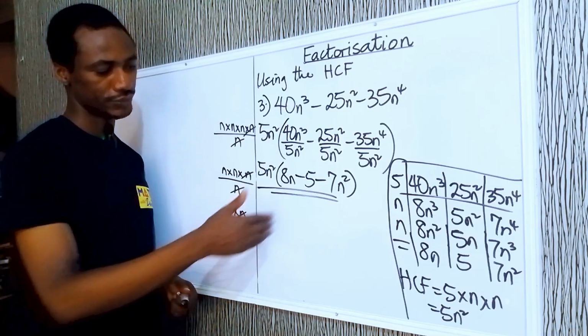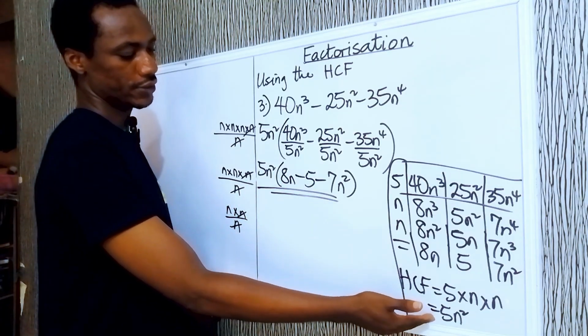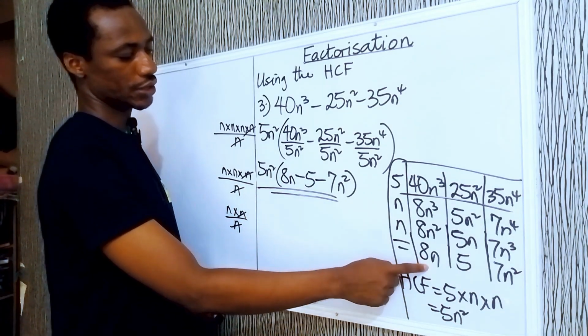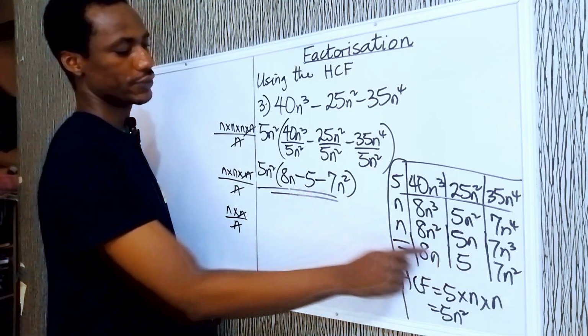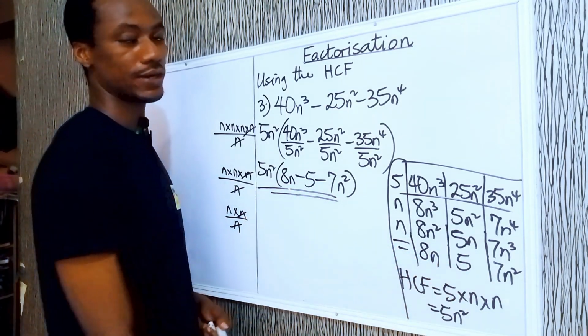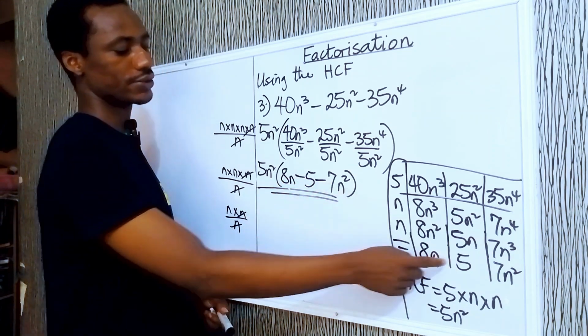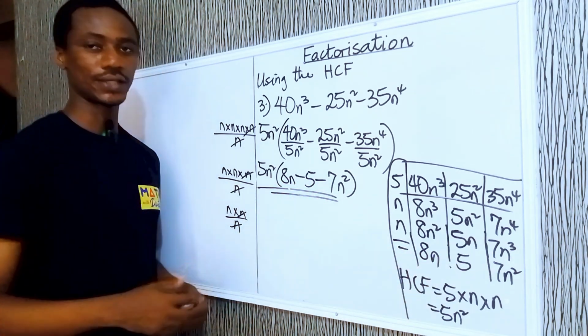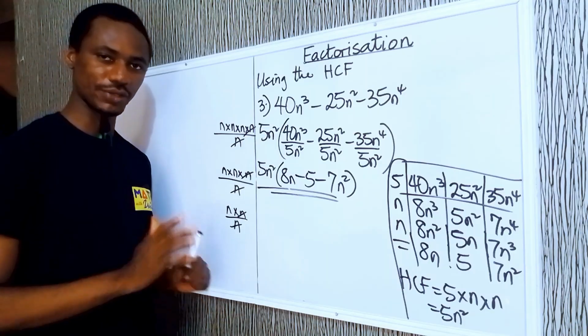And once again, look at your HCF. You have 5n squared, and you have 8n, 5, and 7n squared. So all you need to do is to put the right signs. If it's minus, minus, and plus, whatever it is, you put it there. Okay, I believe it's clear.